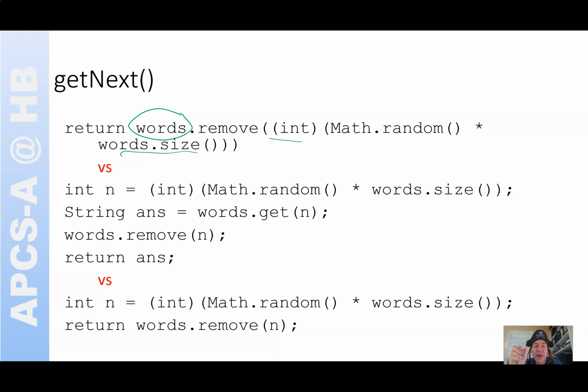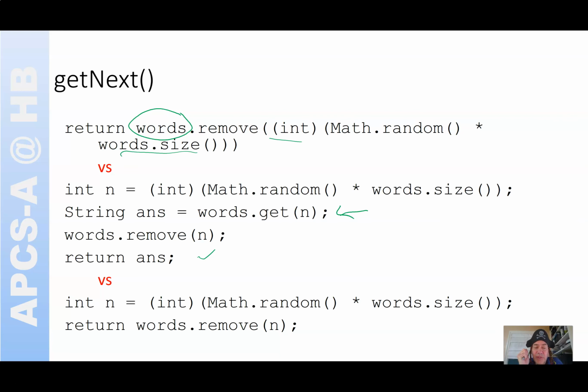This is the way I think a lot of you would have written it in the past. Everybody backed off of this one, but some of you went in between. So n is your random number. Your answer is words.get(n). Then remove it, then return the answer. So that's doing in 4 lines what this first one did in 1 line, but each of those 4 lines is a very simple line. You can understand exactly what's going on. So you can do that.